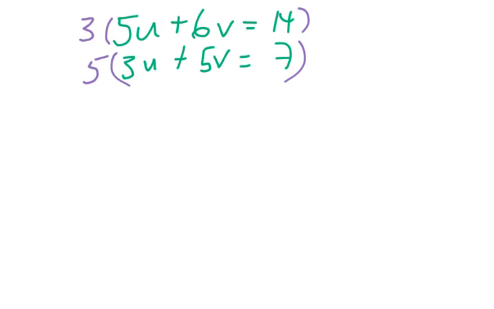Now, there's one other hiccup. In order to get these to cancel out, as they're written right now, both of them are positive 15. One of them has to be a negative 15. It doesn't matter which one is negative, so just slap your negative in front of one of them.